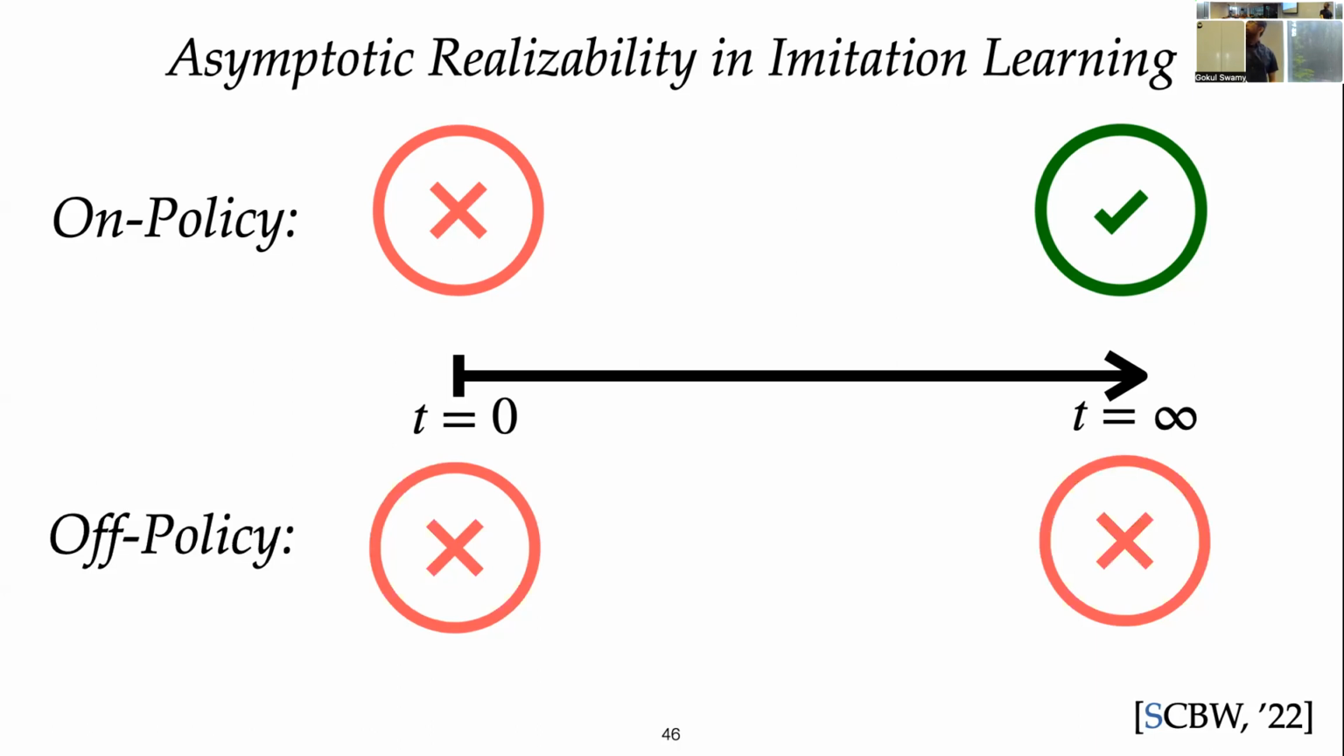But then off-policy approaches, even though they have the information to do this, just choose the wrong policy. I'm going to try and give you an intuition for why this happens. And it looks something like this.